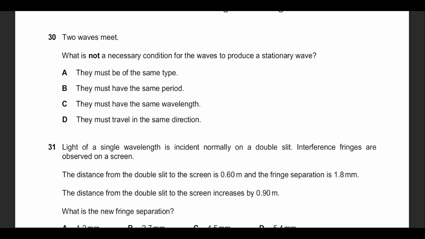This is question number 30. Two waves meet. This is most likely going to be referred to as interference. What is not necessary? Not a necessary condition for waves to produce a stationary wave. Okay, they should be at the same time. Yes, because we cannot add light with sound.